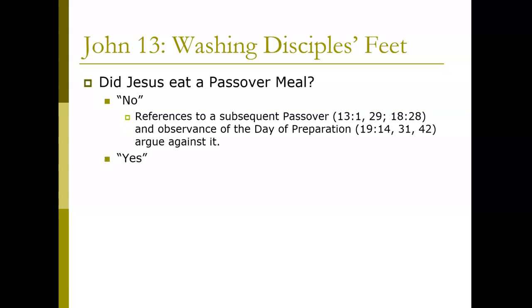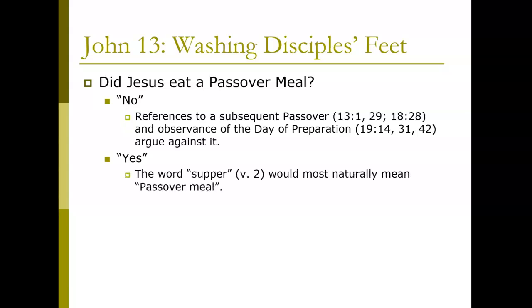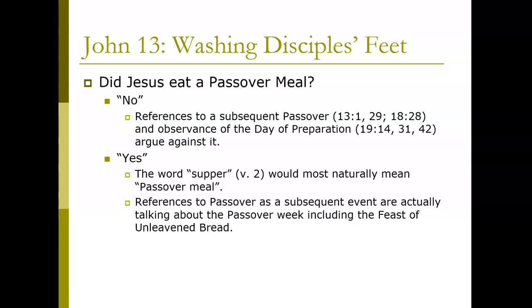So there are others who have argued, yes, that this is the Passover meal. The fact that we have in verse 2 that the evening meal or the supper is thought to be most naturally referring to a Passover meal. Others say references to Passover as a subsequent event are actually talking about the Passover week. And so that's why you have that in the English text, including the Feast of the Unleavened Bread. So the Feast of Unleavened Bread follows after the day of Passover.